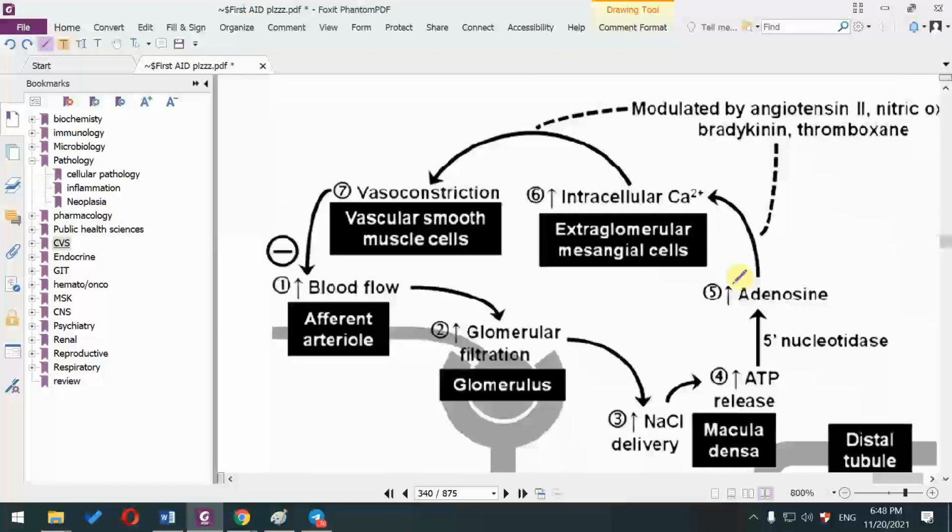So when you have more adenosine, is adenosine a vasodilator or constrictor, guys? It's a vasodilator. You are like, what the hell? The macula densa is making us adenosine, which is a vasodilator, and I don't want that. I wanted to vasoconstrict this vessel. Why is it giving us adenosine?